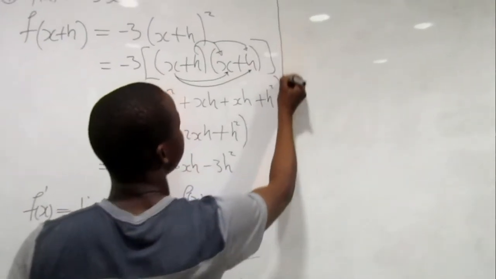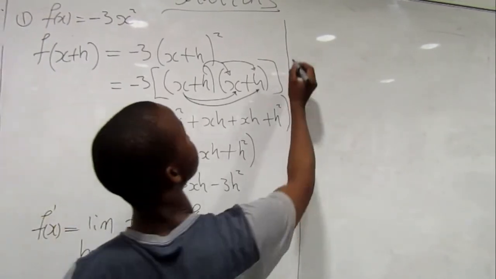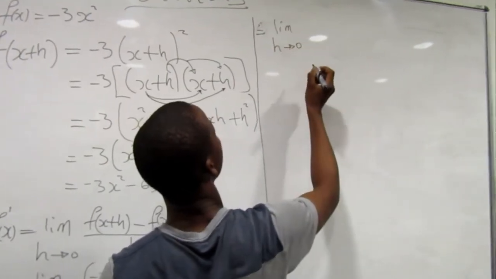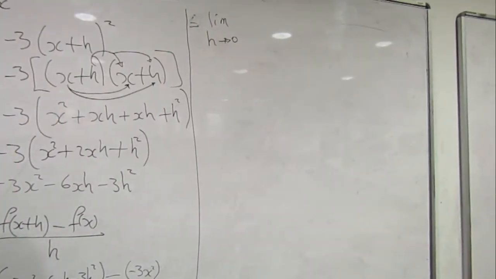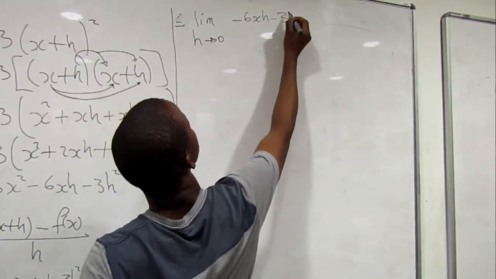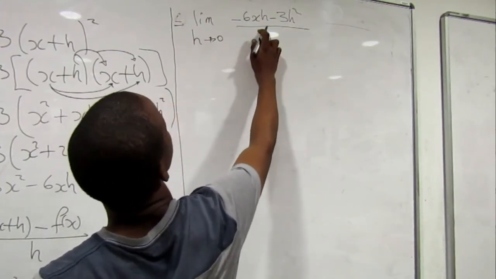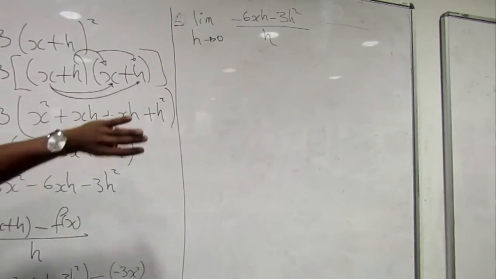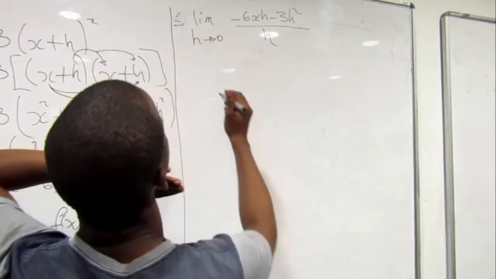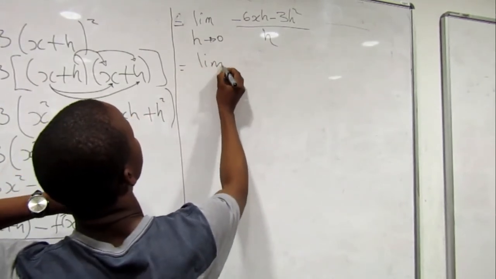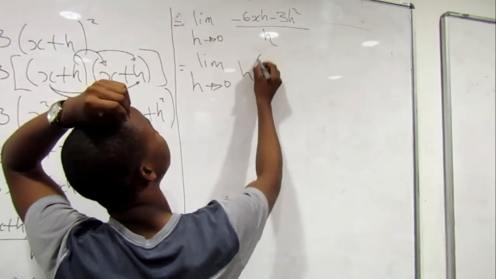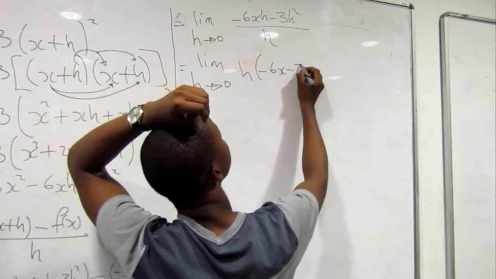Our next step is going to be: the limit as h approaches 0 of negative 6hx minus 3h squared, divided by h. When you arrive here again, you need to factor out h so that you can cancel this h, which is our denominator. So it's the limit as h approaches 0. When we factor out h, it's going to be h times negative 6x minus 3h.